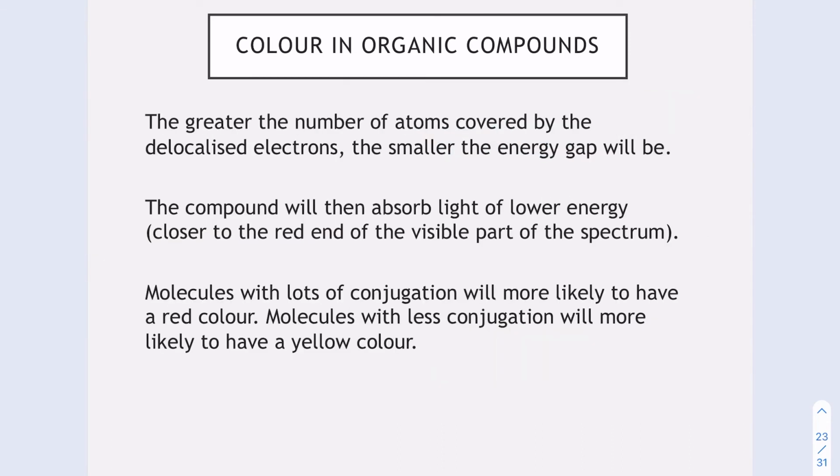So the more delocalised electrons, in other words the number of double bonds, the smaller that energy gap will be. What that means is the molecule will absorb light of lower energy, so it's closer to the red end of the visible part of the spectrum. So molecules with lots of conjugation are more likely to have a red colour, and molecules with less conjugation are more likely to have a yellow colour.